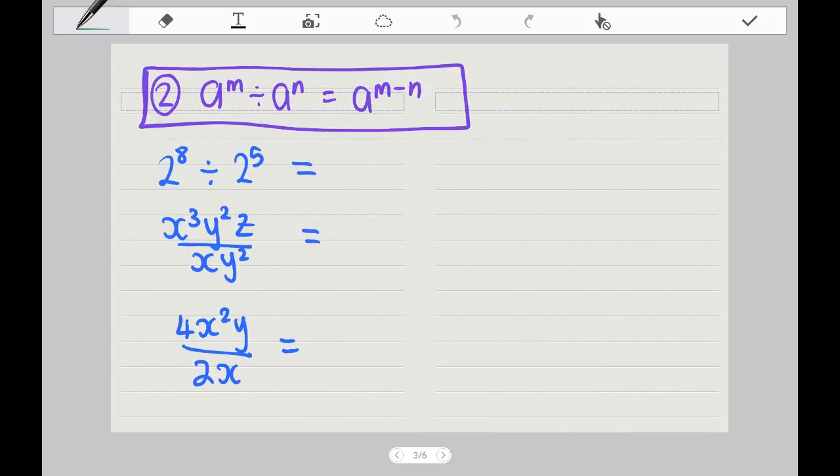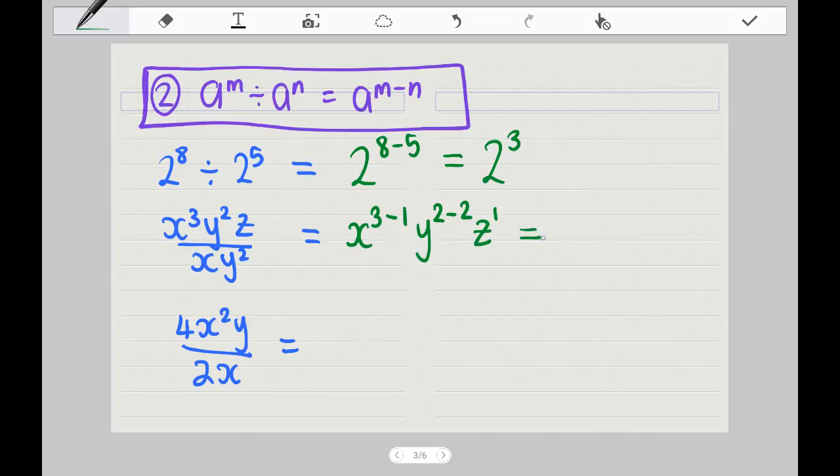Okay, let us look at the next law. So this one here is when we are dividing, we are subtracting. So here we have 2 to the power of 8 divided by 2 to the power of 5. So that's 2 to the power of 8 minus 5, which is 2 to the power of 3. Over here we have a division sign. Now we've got different bases, so we're going to do each one separately. So we have 3. It's always what's in the numerator minus what's in the denominator. And z, there's a 1 there, but there's nothing in the denominator. So we're kind of minusing 0, right?